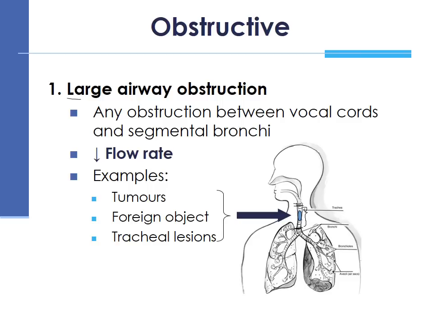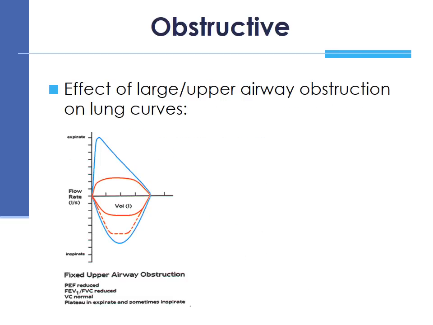Now, if there is obstruction, this decreases the flow rate, because obviously if there's something that's hindering, obstructing the air that's flowing in and out of the lungs, it means that the flow rate is going to decrease. Examples of this are tumors, so tracheal tumors, foreign objects that could be lodged within the trachea, or tracheal lesions.